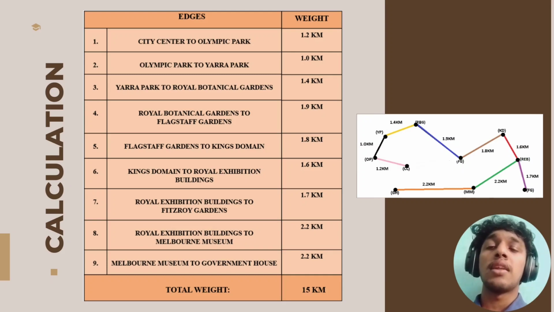Then King's Domain to Royal Exhibition Buildings, which is 1.6 km. Then Royal Exhibition Buildings to Fitzroy Gardens, which is 1.7 km. Then Royal Exhibition Buildings to Melbourne Museum, which is 2.2 km. And the last one is Melbourne Museum to Government House, and the total weight is 15 km.